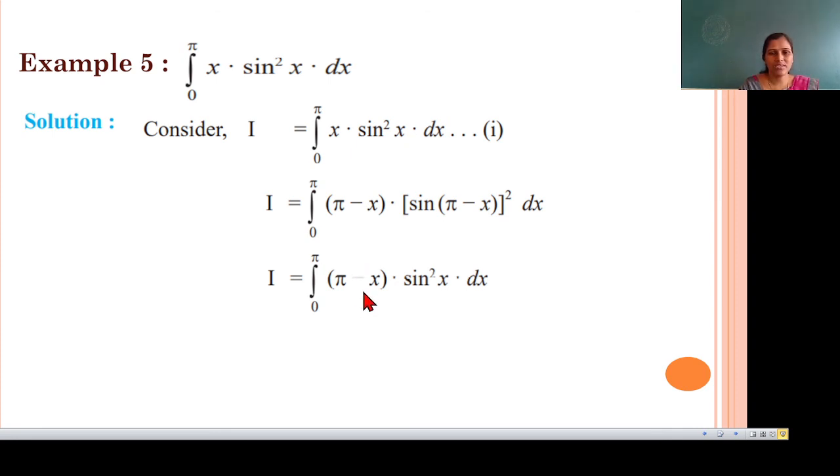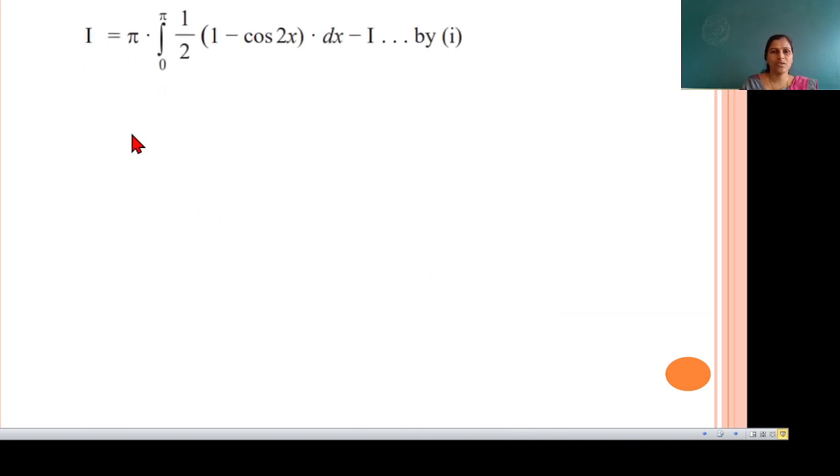In the next step, pi minus x remains as it is, and sin of pi minus x will be replaced with sin x, giving sin square x dx. After separating these two terms, that is, multiplying sin square x by pi minus x, we get two integrals: pi into sin square x is the first integral and x into sin square x dx is the second integral. Then you will observe that the second integral is I. So in the second value, we have replaced this integral with the symbol I, and for the first integral we find the value as pi into integral 0 to pi of 1 by 2 into 1 minus cos 2x dx.